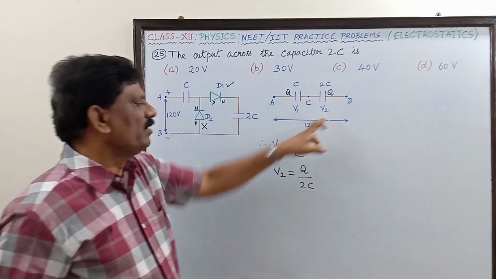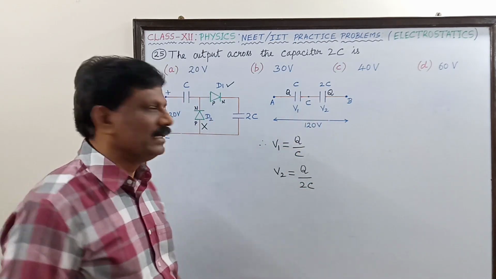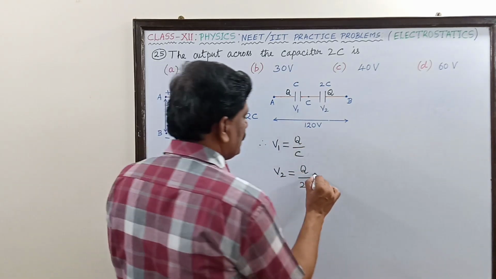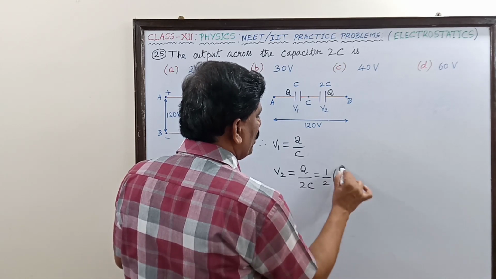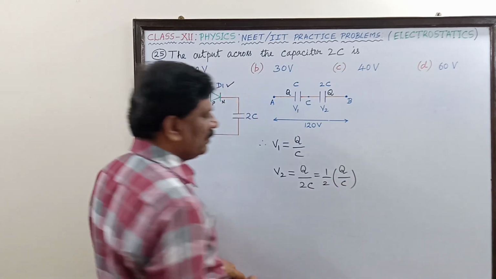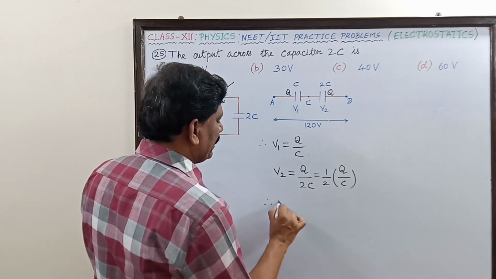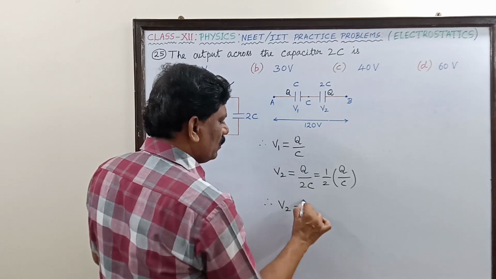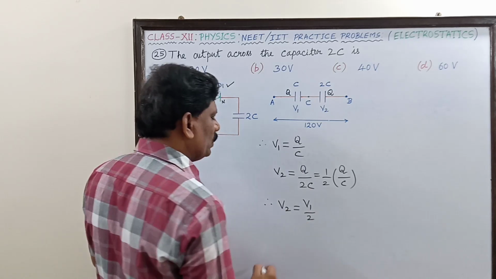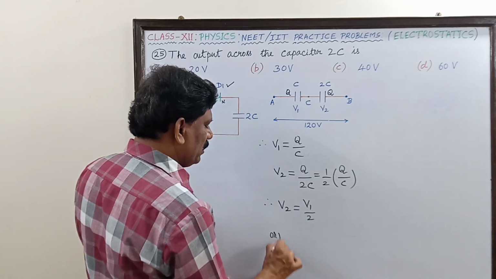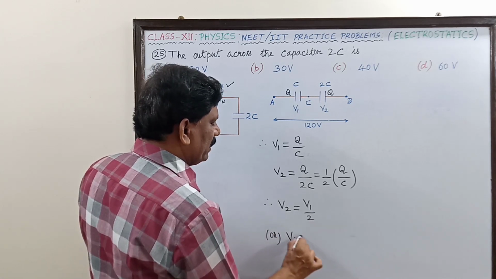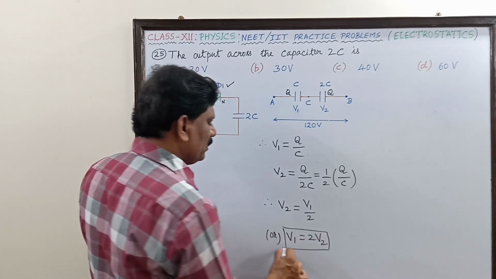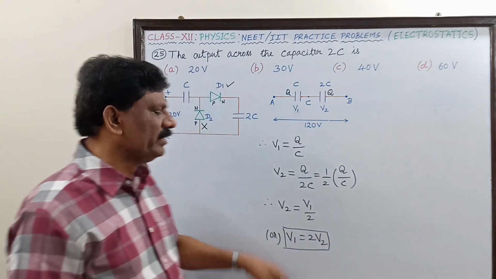So the potential difference V1 and V2 expressions I have written. Understand? This is Q by C and this is half of Q by C. Is it not? So therefore I can write V2 is equal to, but Q by C is equal to what? V1. So this is V1 divided by 2. Or V1 is equal to twice of V2. This is the relationship between V1 and V2.